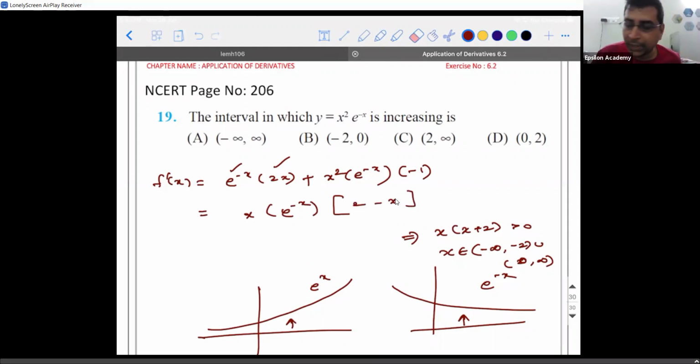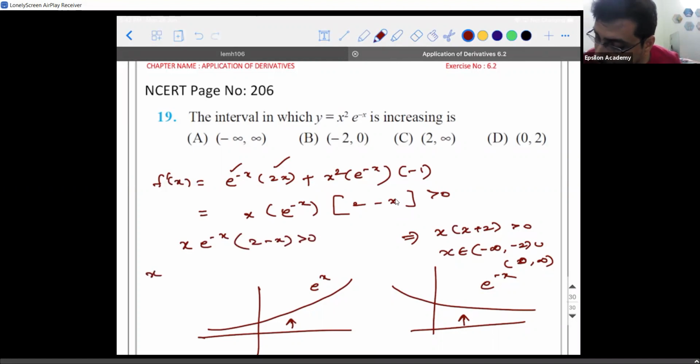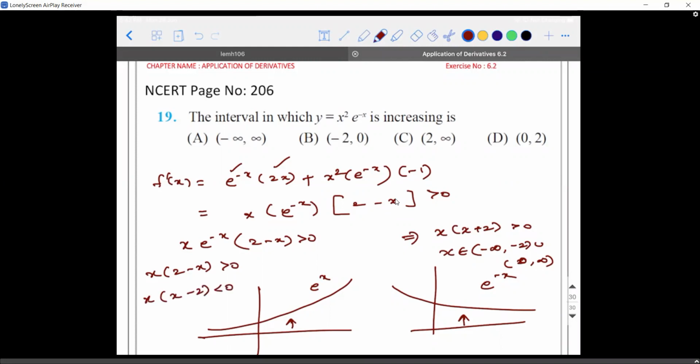Yes. I'm left with 2 minus x. Now see, if I put this to be greater than 0, then x into e power minus x into 2 minus x, I repeated the step. Then can I write x into 2 minus x is greater than 0? Means I'm dividing with e power minus x on both the sides. x into x minus 2 will be less than 0, guys.